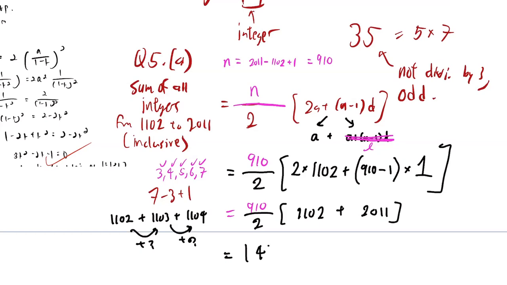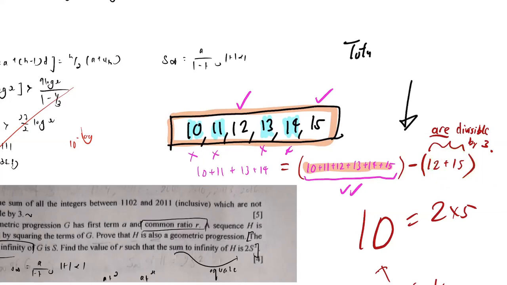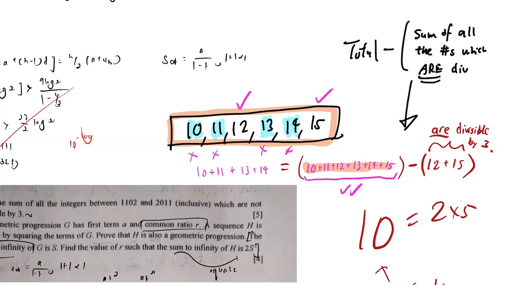Anyways, get the final answer, which is 1416415, right? Do you get this answer? Okay, so now that we know the total, just like the previous analogy, you got the total. What do we need to subtract away now? The sum of all the numbers which are divisible by 3.